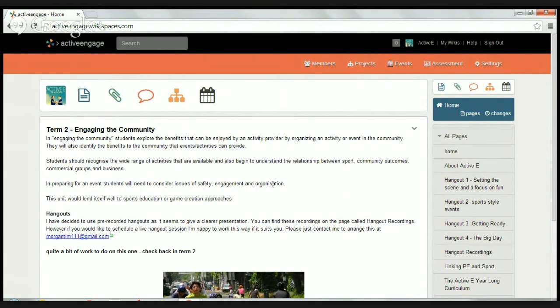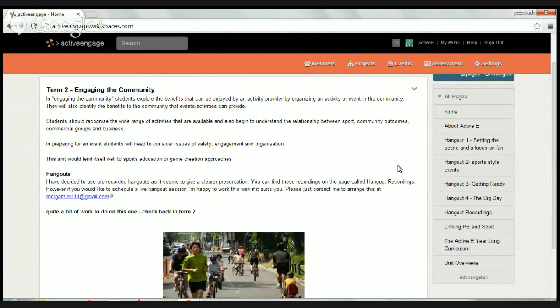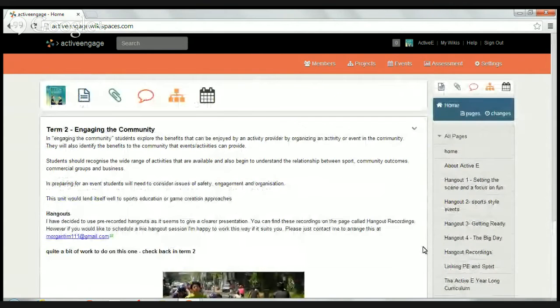Okay, so this sentence here just says students should recognise the wide range of activities that are available in their community and begin to understand why sport, city council, community groups and businesses all want to know each other, pretty much. So let's just get into it. If you want to get the unit, it's already down here under unit overviews, and this recording is found under the Hangout recordings. So anyway, let's just open up Hangout 1.